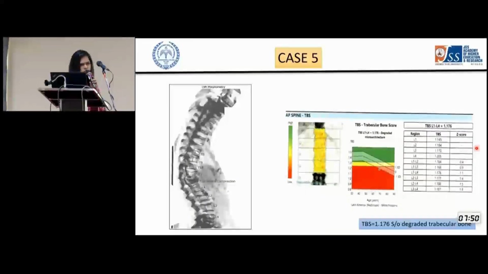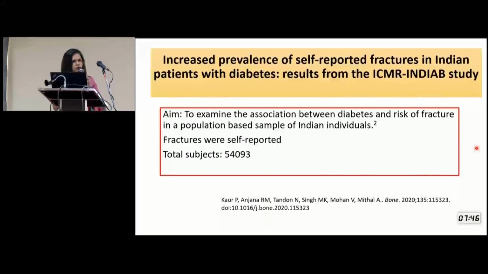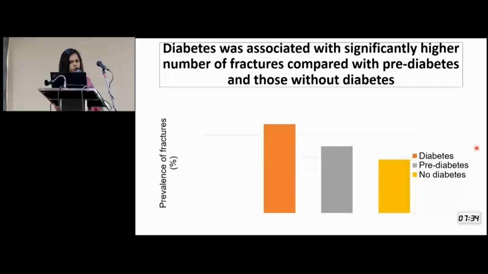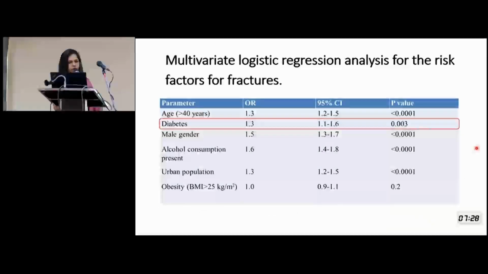So this is very important in diabetes, because in diabetes, the BMD can be falsely high or normal, but there is an increase in the prevalence of fractures. So this is the ICMR INDIAB study, which studied about 54,000 patients. And when you look at the self-reported fractures, they were the highest in diabetes and also high in pre-diabetes as compared to subjects without diabetes.